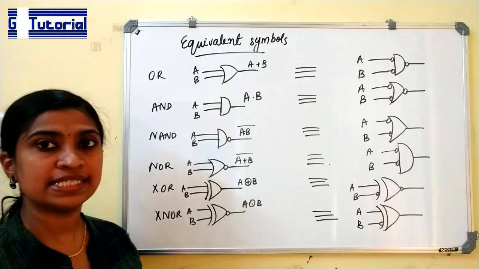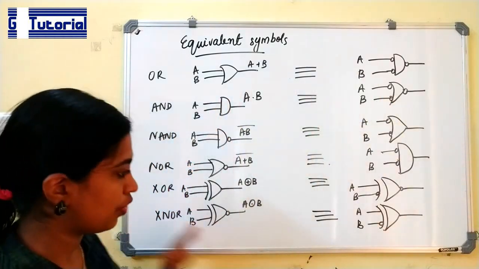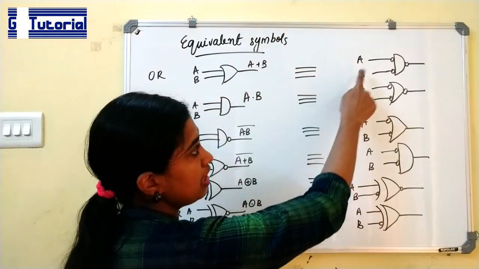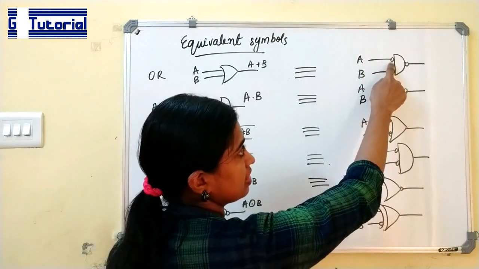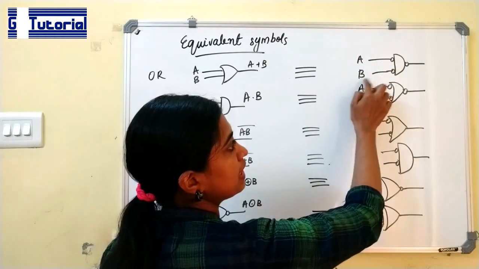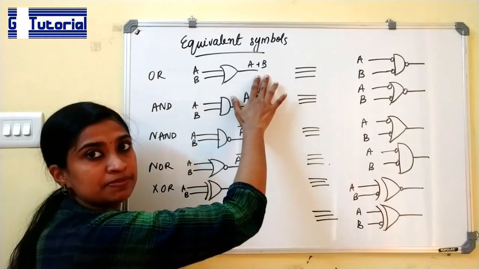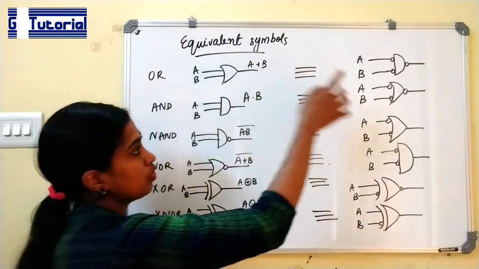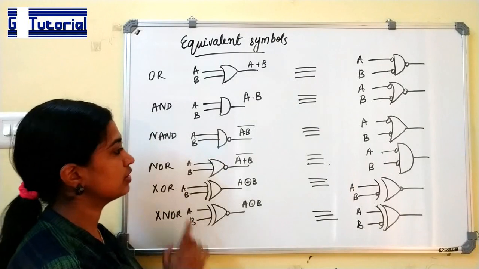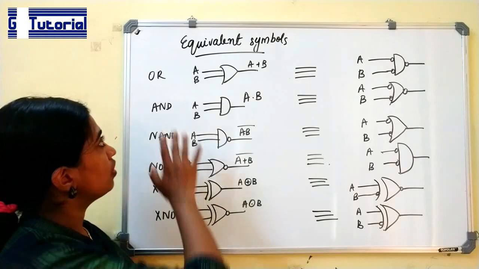So let us see the equivalent symbols for all gates. These are the equivalent symbols you can note down. For an OR gate, we are using this equivalent symbol. Here this bubble denotes the complementation process. That is, A is complemented, B is complemented, and is provided to a NAND gate. And the output will be A plus B, which is the output of OR gate. So OR gate and this circuit is equivalent. Similarly, AND and this circuit is equivalent. Similarly, you can note down all these. These are the equivalent circuits of these gates.